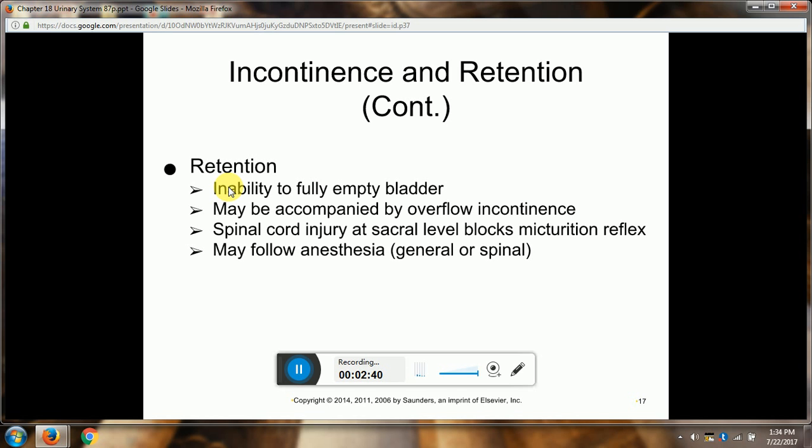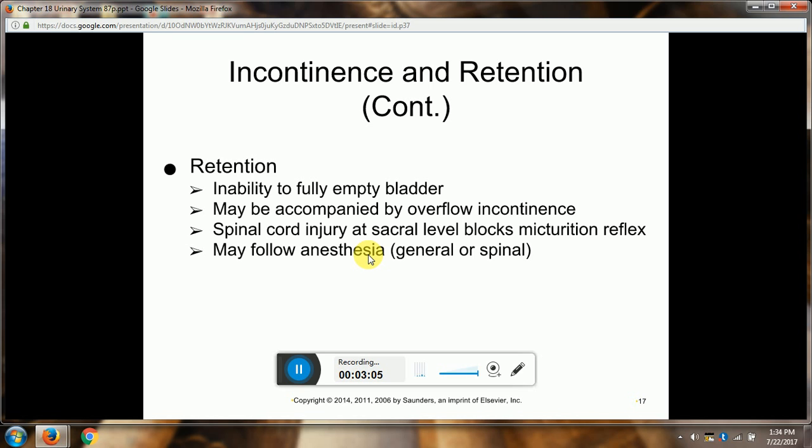Retention of urine means the inability to fully empty the bladder, and that could happen, for example, in males when they have benign prostatic hyperplasia, or enlarged prostates, where there's an inability to fully empty the bladder. It can also lead to frequency. Other causes are spinal cord injuries, or it could be caused by anesthesia, whether general or spinal anesthesia.